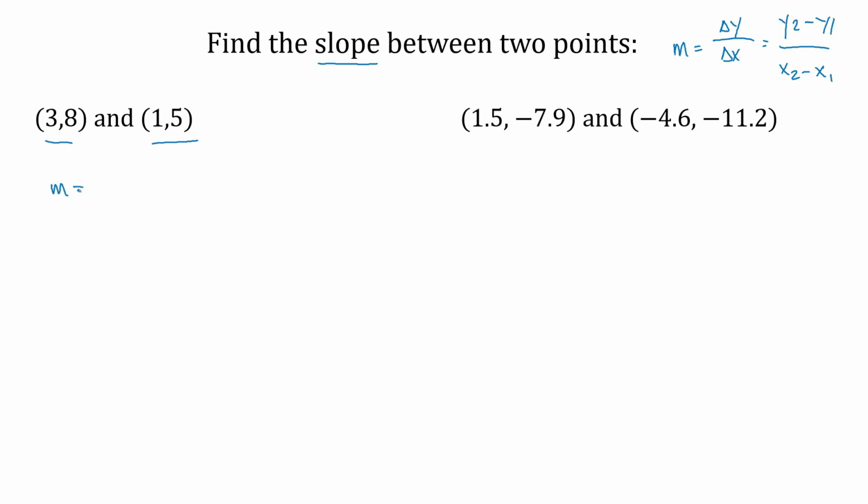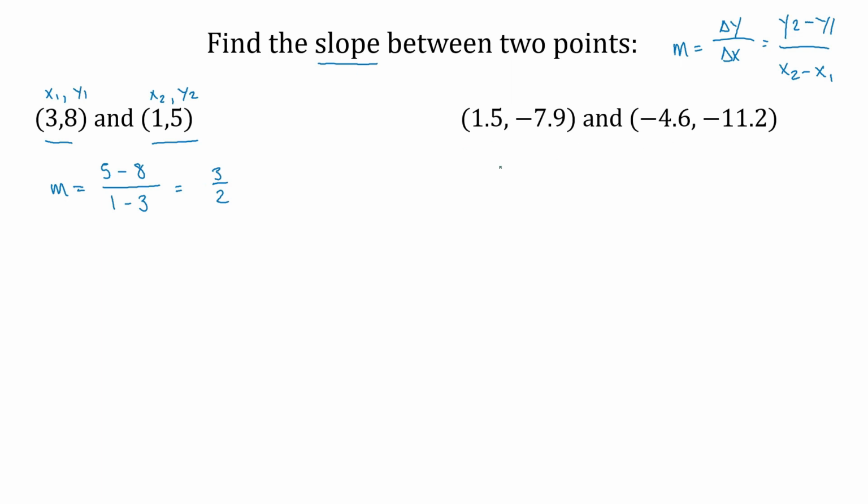So our slope is going to be our y2, which is 5, minus our y1, which is 8, over our x2, which is 1, minus 3, which is our x1. And this gives us a slope of 3/2. Now I set this ordered pair to be x1, y1, and x2, y2. But you don't necessarily have to do it that way. You can always flip-flop your pairs.